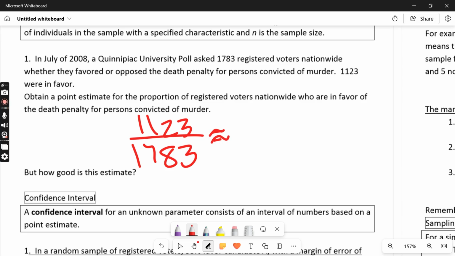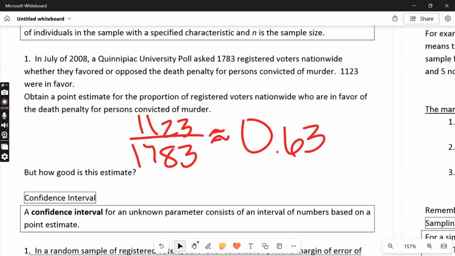We're just going to divide those and round, so you can put the approximate. I'm just going to round to two decimal places, so 0.63. Okay, so we're just dividing.